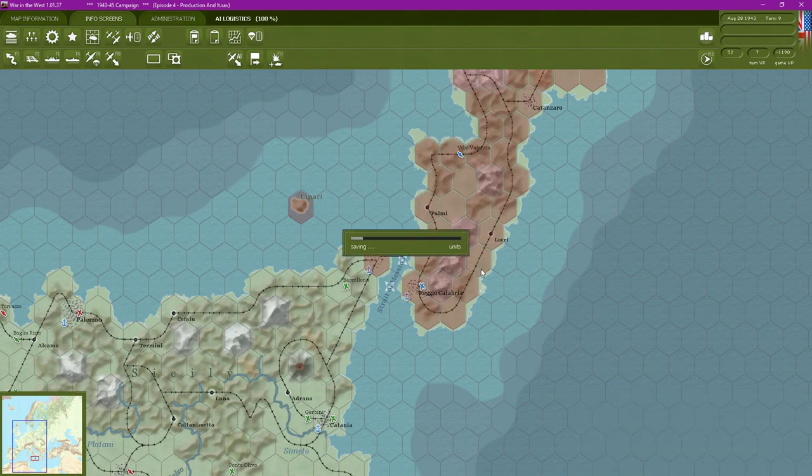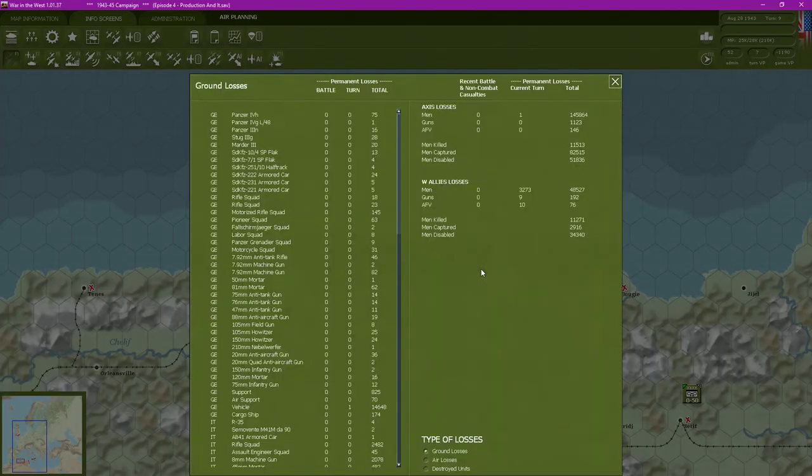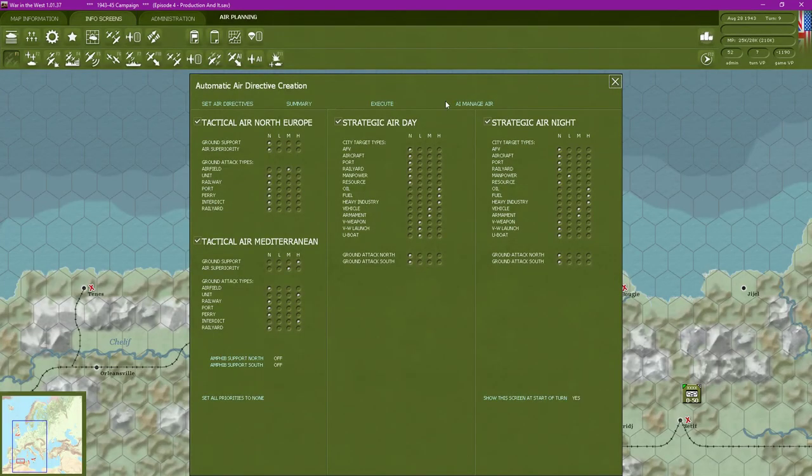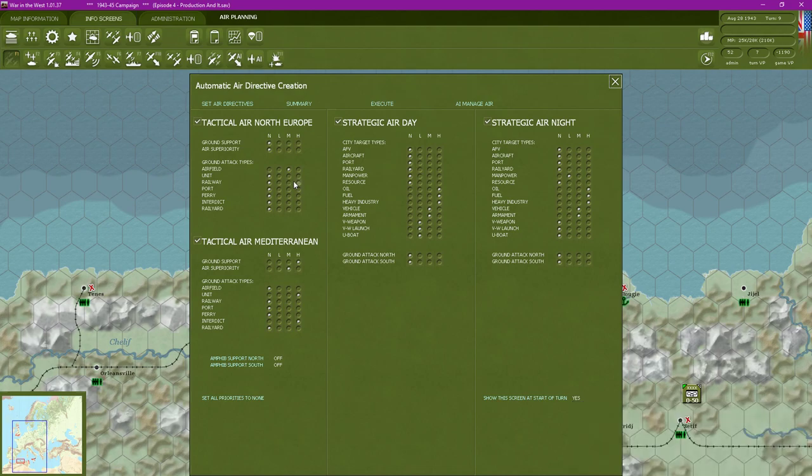Now, I do want to see if we are receiving more, or at least actually receiving the ship freight at Palermo. Okay, so we're going to execute the same directives. Let's go interdiction. Well, not interdiction. We'll start going with rail yards, I think. Though, but again, it doesn't matter for the time being.